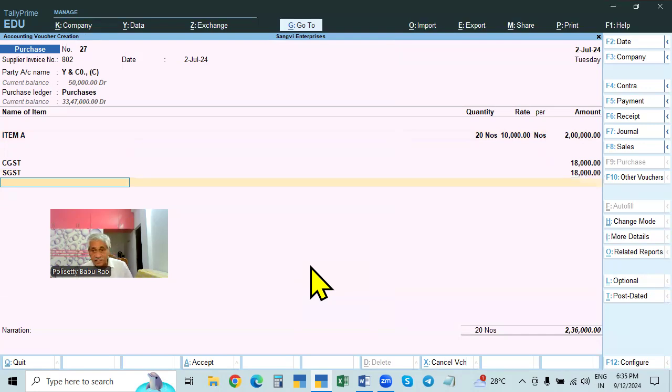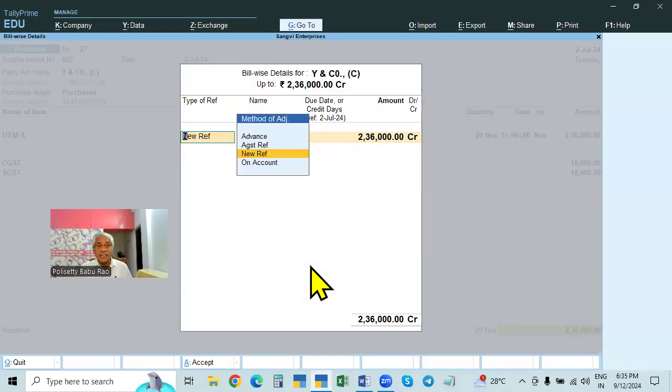Okay, now here it will show the bill-wise entries adjustment. Take the bill-wise entries. It is a new bill now. It will show new reference. But before that, 236,000. Before this amount, you have to adjust the advance. We should not go to new reference. Advance only.